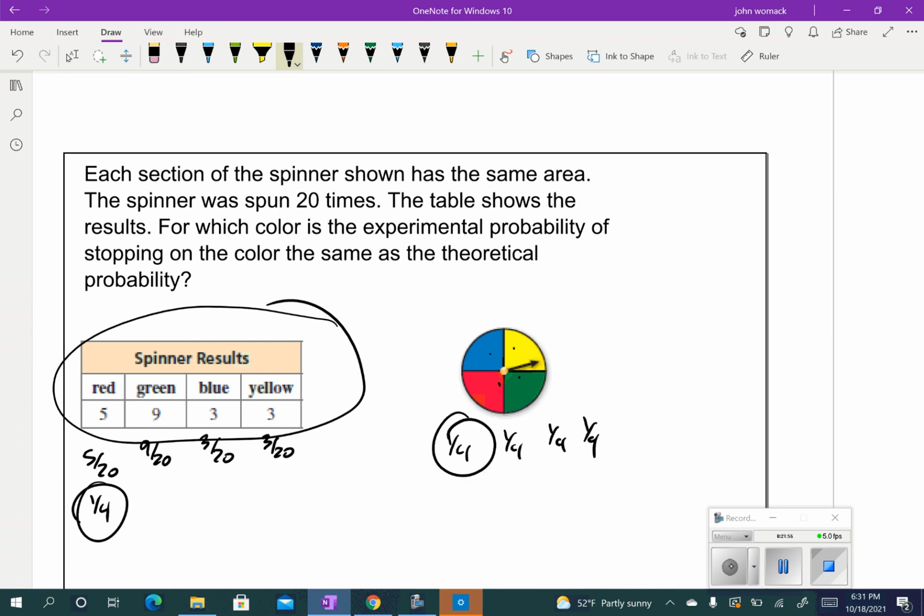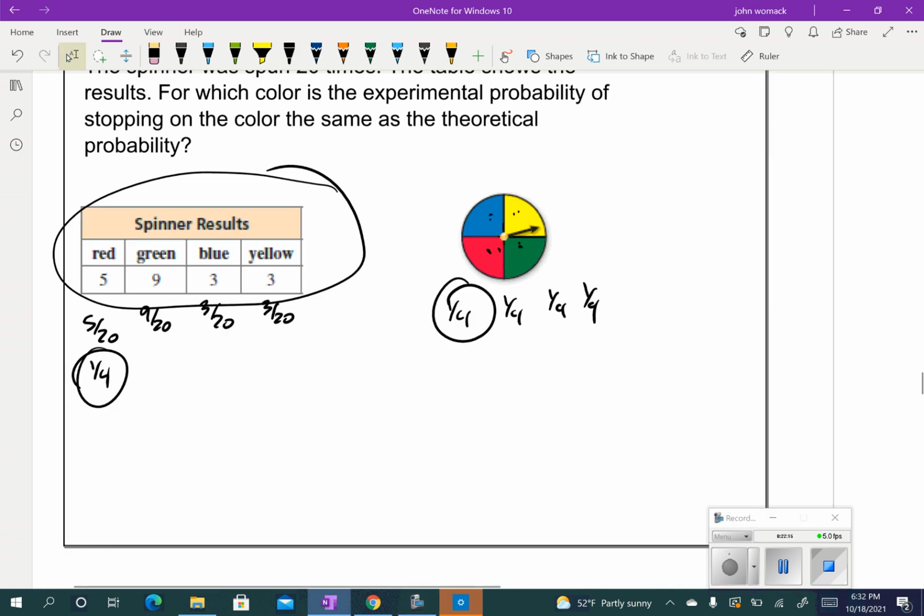The probability of getting a red was both 1 in 4, both using theoretical, right? There's 4 equal areas, and 1 out of those 4 was red. And basing this, you have the same. So again, theoretical is based off of the number of possible outcomes, number of favorable outcomes, but you don't actually do the experiment. Experimental, you actually do it and see what happens.